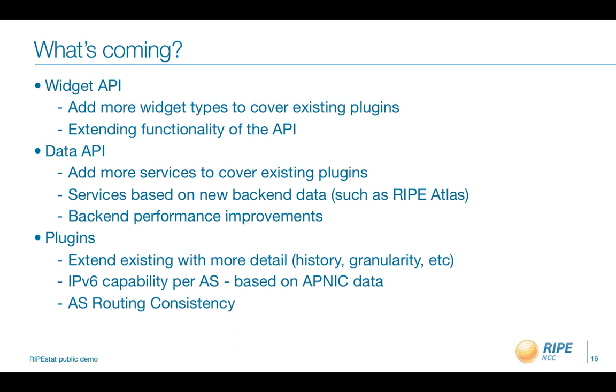We have some other ideas for perhaps new plugins, like IPv6 capability per AS. This would be based on data collected by APNIC. We probably also have AS routing consistency coming up. So these are things that we have in the pipeline.